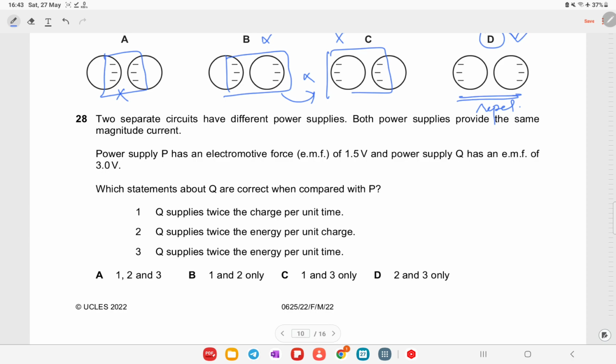Now, Q supplies twice the energy per unit. So you can see this thing, it's 1.5 volts, it's 3.5. So almost we can say yes. And Q supplies twice the energy per unit time. So obviously that is the right thing. So in this scenario, option D is going to be correct.